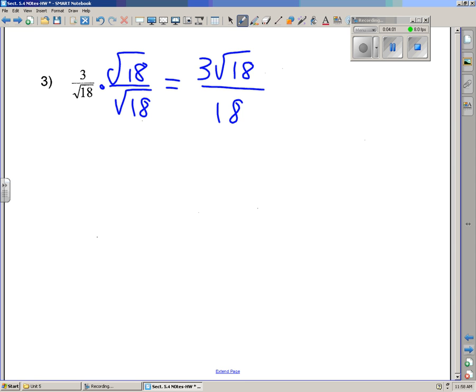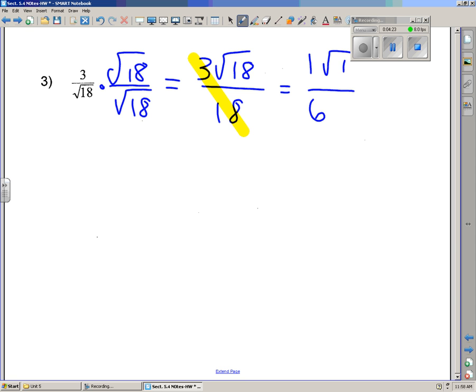Well, there's a couple things that you can do. You can simplify the outside numbers first, or you can simplify that square root. Doesn't really make a difference. I guess maybe we'll simplify first. So what if we were to do this? 3 over 18 is just the same thing as 1 over 6, right? 3 goes into itself once, goes into 18 6 times.